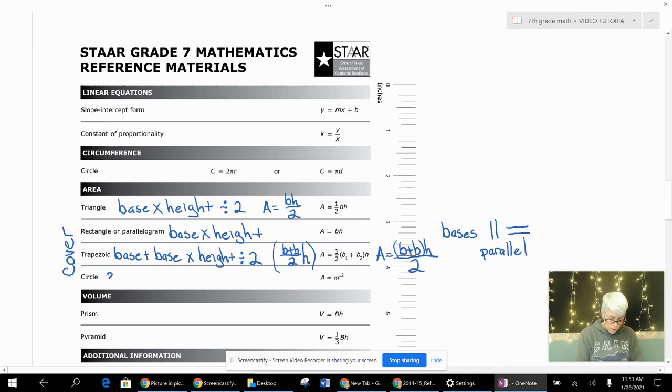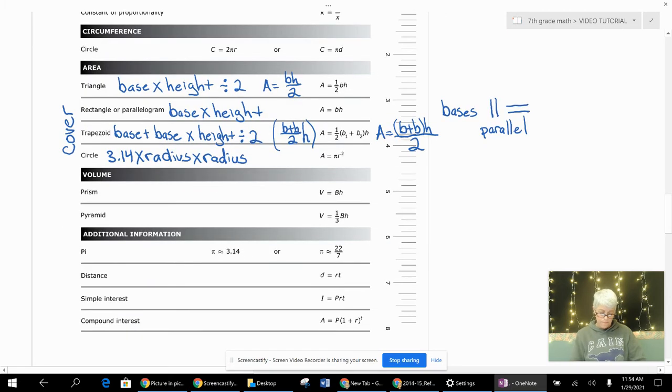Okay, next one, circle. This is 3.14 times radius times radius. Okay, moving on, let's go on down to volume.